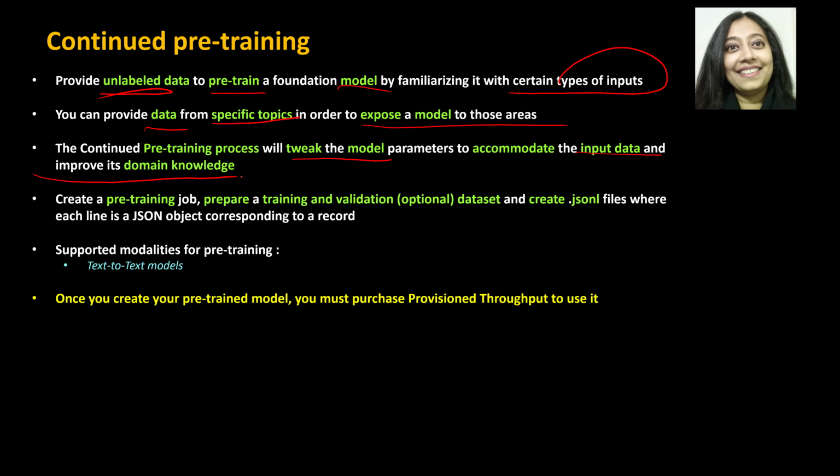So how do you go about doing continued pre-training in Amazon Bedrock? Just like the other two, you will be creating a pre-training job, preparing training and validation data. Of course, validation data is optional. You'll create a JSON-L file wherein each line is a JSON object corresponding to a record. And the modality that is supported for pre-training is text-to-text models. And just like the previous two techniques, once you have created your pre-trained model, you must purchase provisioned throughput to use it.